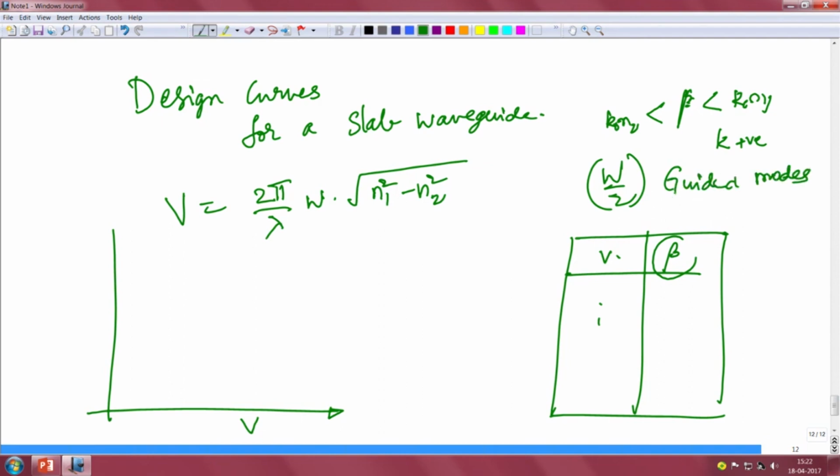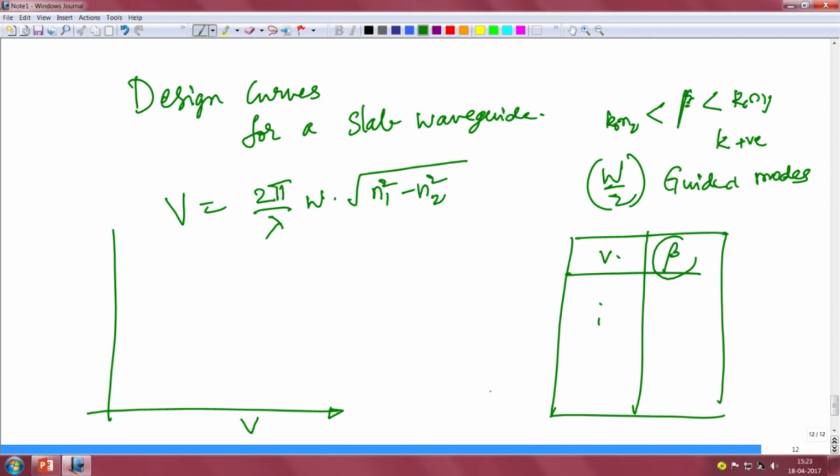Guided modes are the ones which have an oscillatory nature in the guiding region and are exponentially decaying in the cladding region. These are the ones used to guide the light inside the waveguide, and if we choose the value of beta like this, the mode is confined only to the waveguide region.